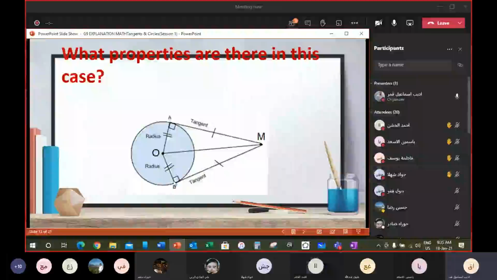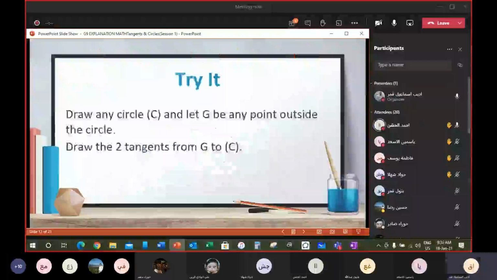And here we can take property 2, that tangent segments are congruent. So MA and MB we call tangent segments and they are congruent. Continue. Let's try it. Draw the circle C and let G be a point outside the circle. Draw the two tangents from G to C. I will do it on GeoGebra.